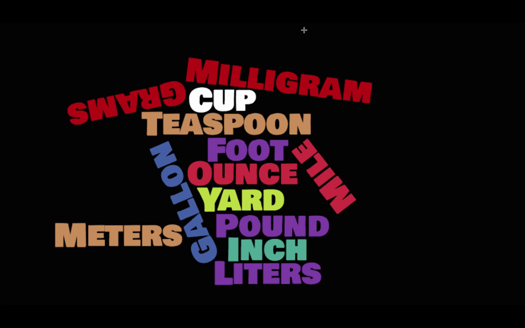The first part of our objective says that we should be able to classify units as either metric or imperial US customary. So here's a word wall of words that we use to measure things: grams, milligrams, cup, teaspoon, foot, ounce, gallon, yard, pound, inch, liters, meters, mile. What I'd love for you guys to do is to circle all of the words here that are going to be metric. So for example, we know that meters is metric.